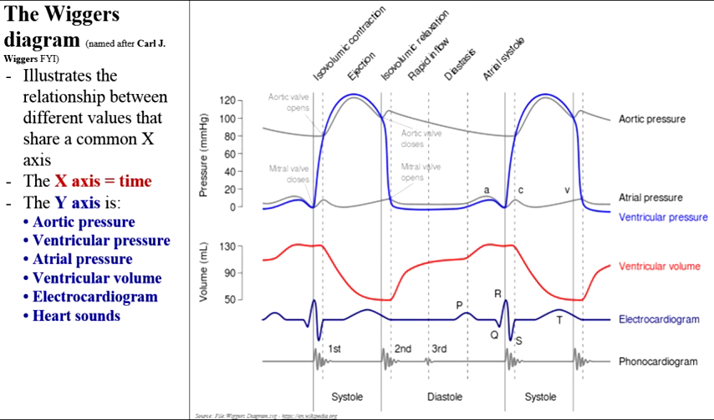This is the poorly named Wiggers diagram. It was named after Carl J. Wiggers. So anyway, that's why it was named. But it's a really important diagram, and it shows the relationships between a lot of different things in cardiovascular physiology.